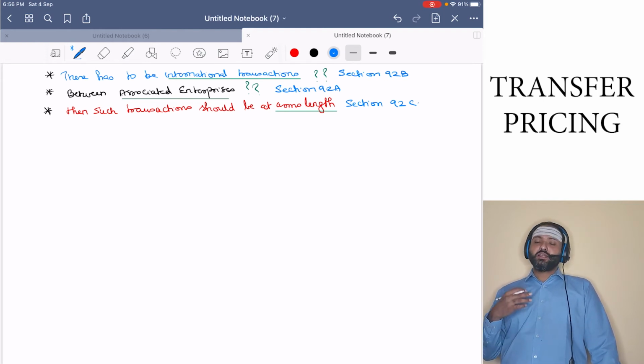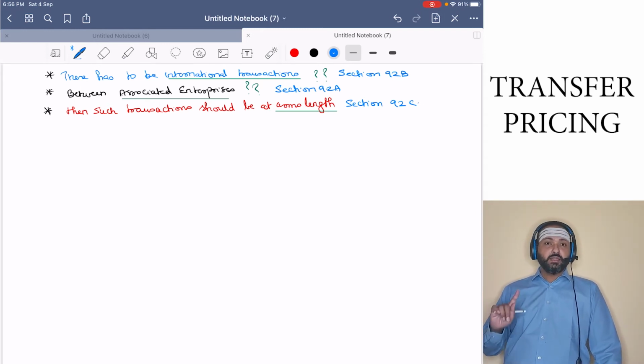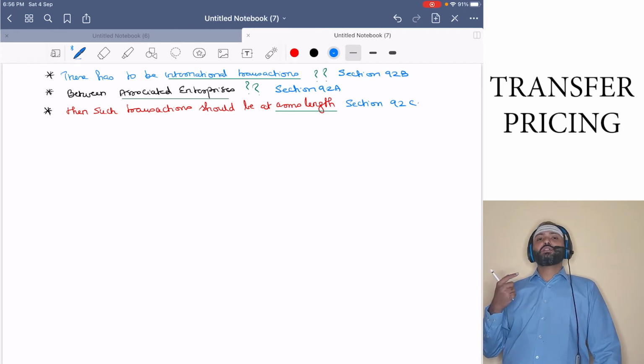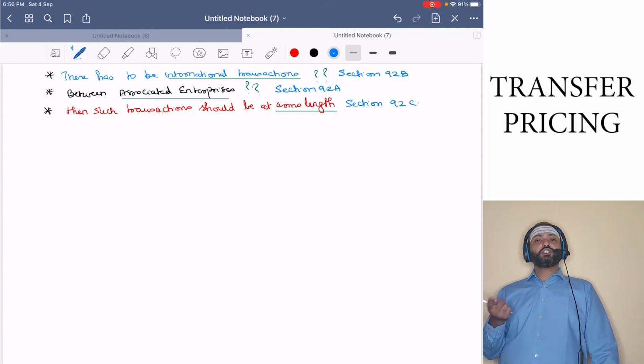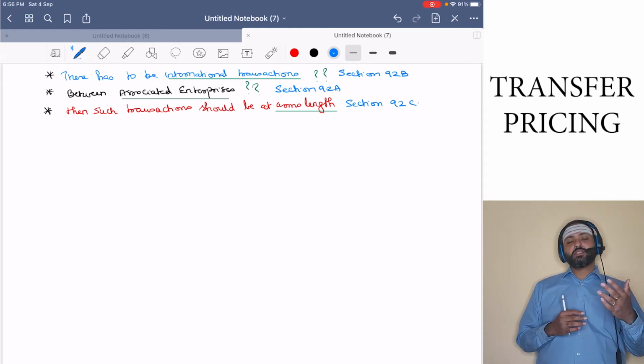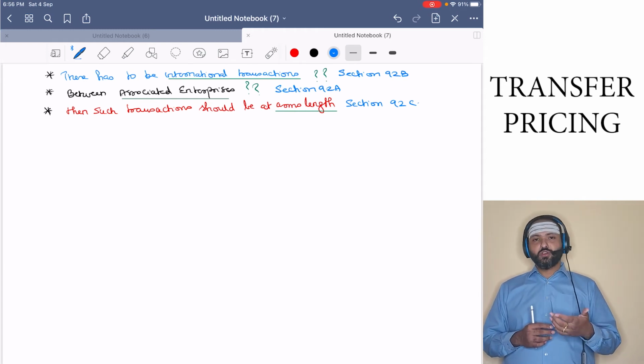Suppose there is an import transaction or an export transaction. Both parties are not related. Still they are called international transactions. Correct? So first understand what are associated enterprises. Then there has to be an international transaction between these associated enterprises. Then such transaction should be at arm's length. So that is the chronological order in which we are supposed to understand the provisions of this topic.